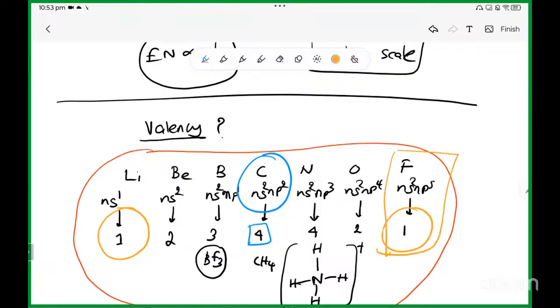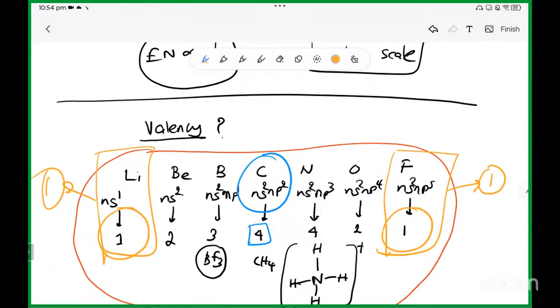17th group elements are also having valency 1. First group elements are also having valency 1. So if we are talking valency is 1, it is not only metals, because we know first group elements are metals. All are metals except hydrogen, right? But 17th group is also having valency 1, because that needs only one electron to be gained. And so valency, it can be gained or it can be lost. Both of them can be there, right?